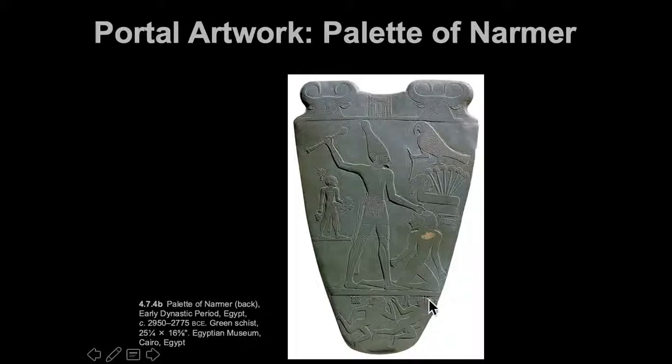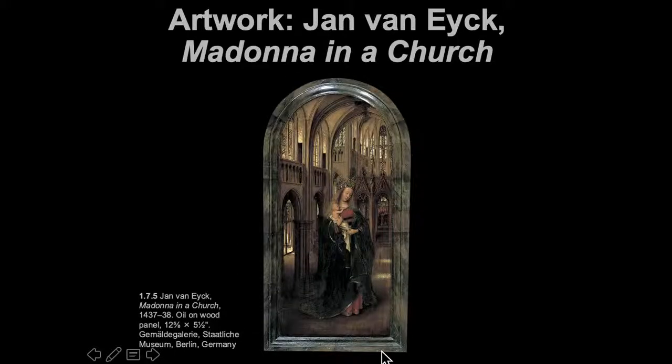Once the line is drawn, this is very like a cartoon or like a graphic novel where there's a line drawn, and this is a 5,000-year-old piece, but you get the idea that this line is telling you that these figures are less important. Now, this is quite a different piece, Jan van Eyck, Madonna in a Church, 1437.